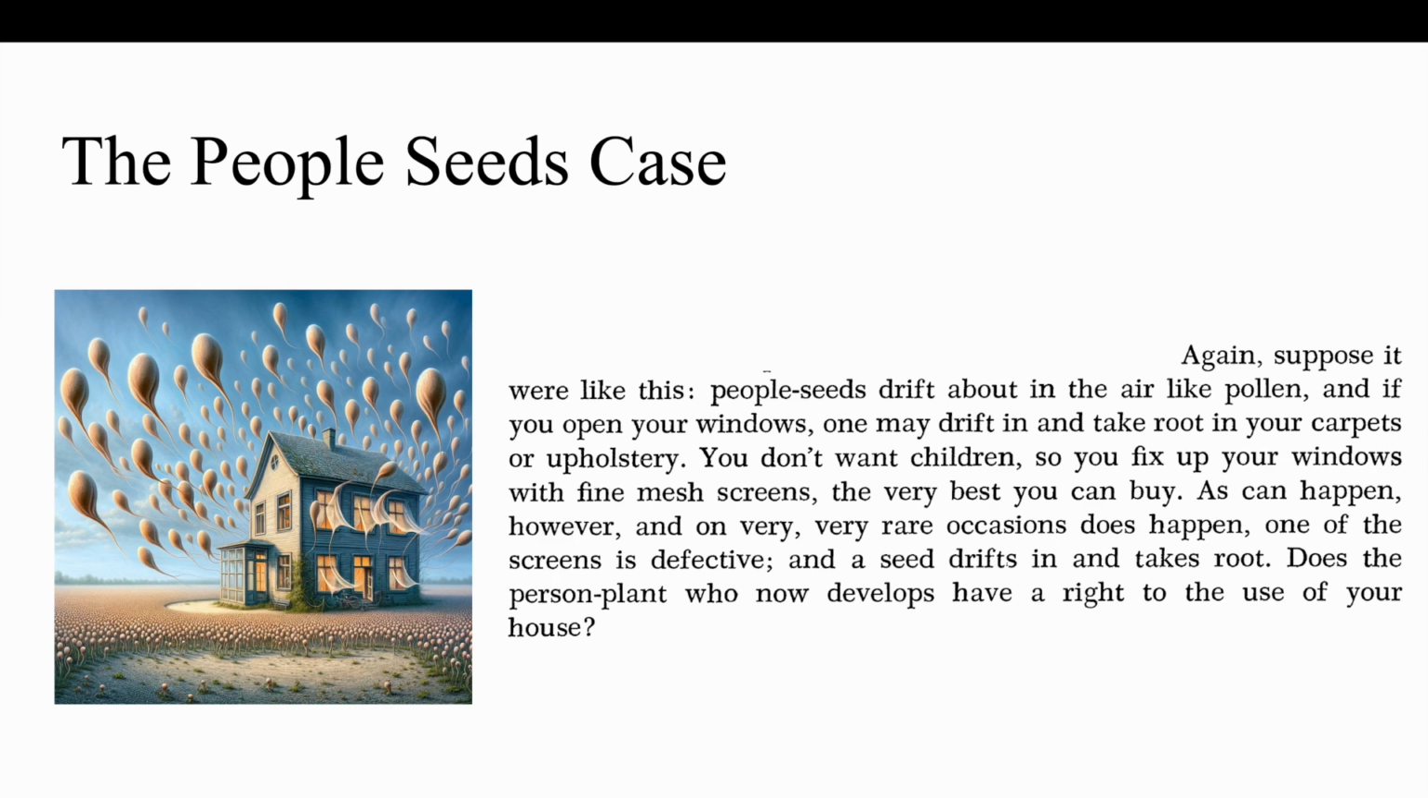The screens that are carefully put in place in order that the person seeds not drift into the house are analogous to contraception. The person seed who ends up taking root and growing in the house despite the couple's best effort to use screens to block is analogous to an unwanted pregnancy. And the people seeds floating around on the outside are, I guess, analogous to sperm. So the question is, suppose you find yourself in this circumstance. Would you unplug, which in this case would be uproot, one of these person seeds?